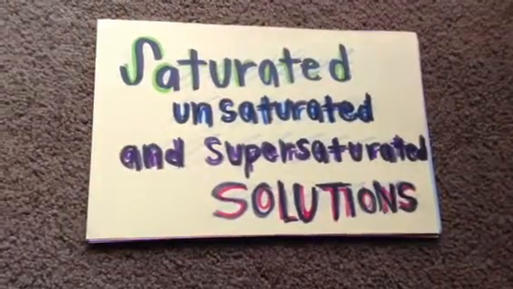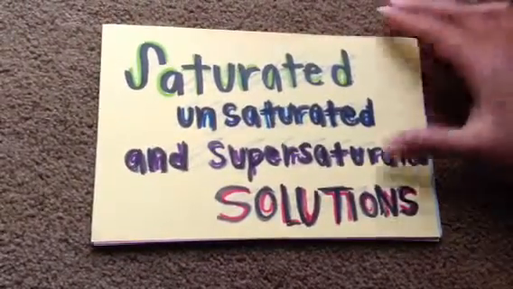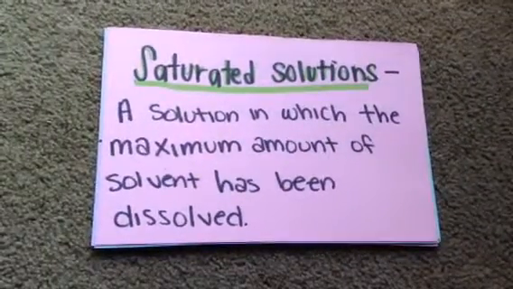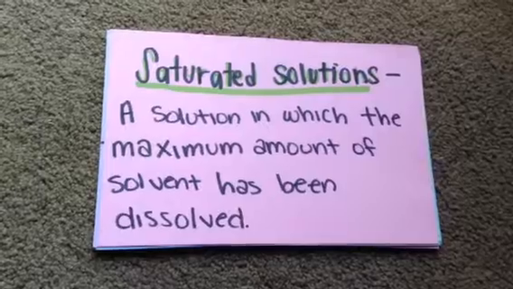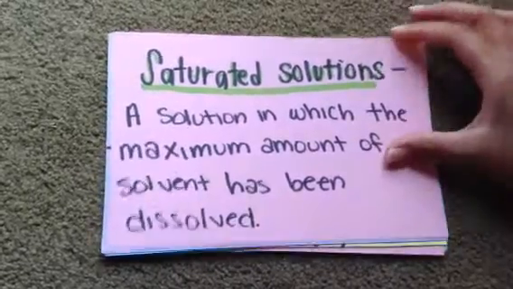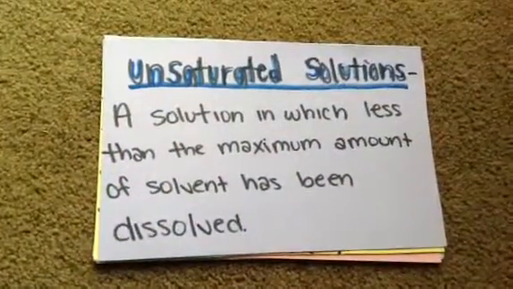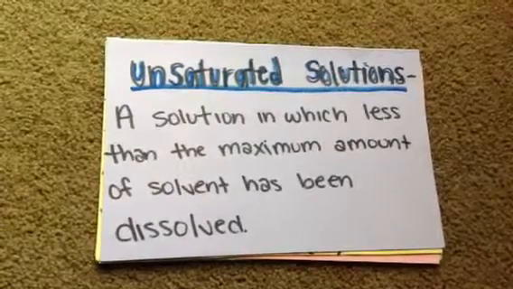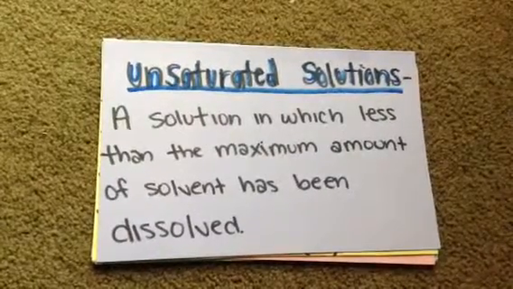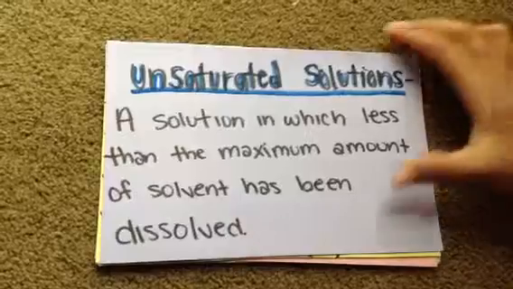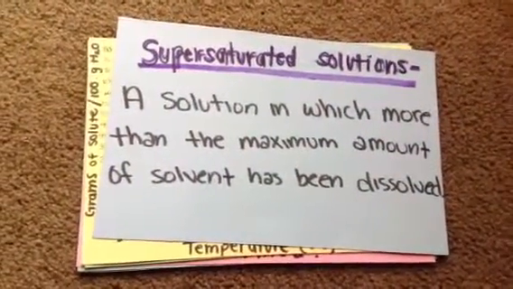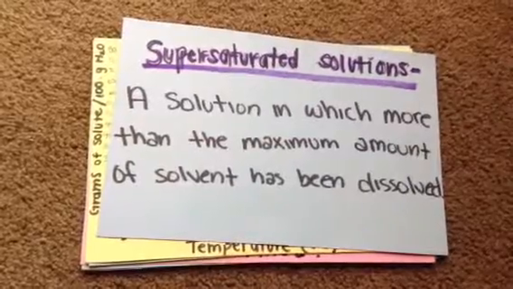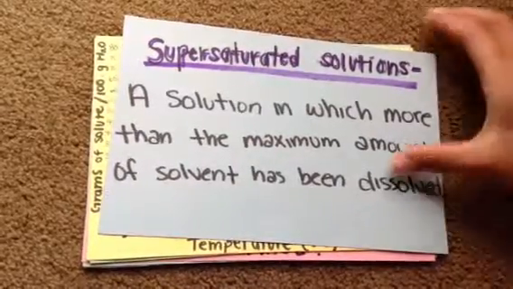Saturated, unsaturated, and supersaturated solutions. A saturated solution is a solution in which the maximum amount of solute has been dissolved. An unsaturated solution is a solution in which less than the maximum amount of solute has been dissolved. And a supersaturated solution is a solution in which more than the maximum amount of solute has been dissolved.